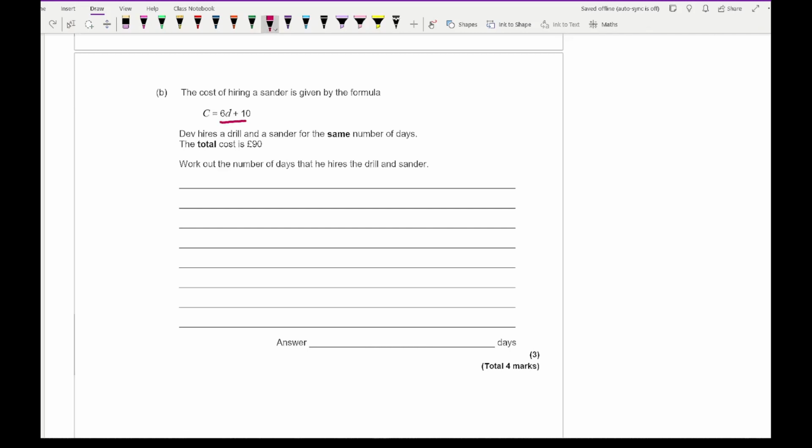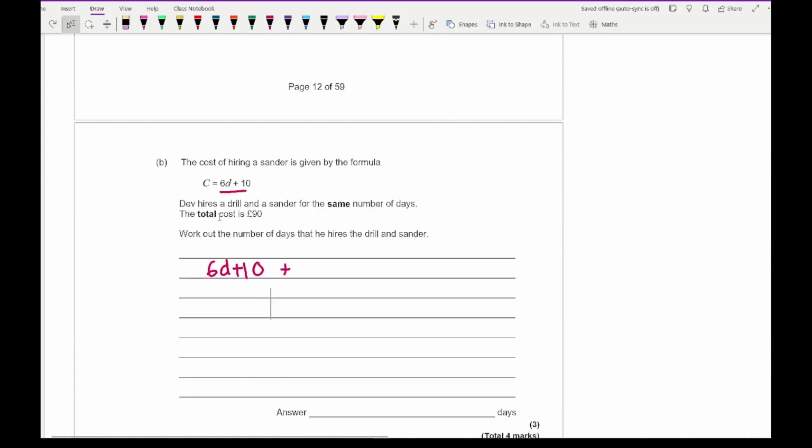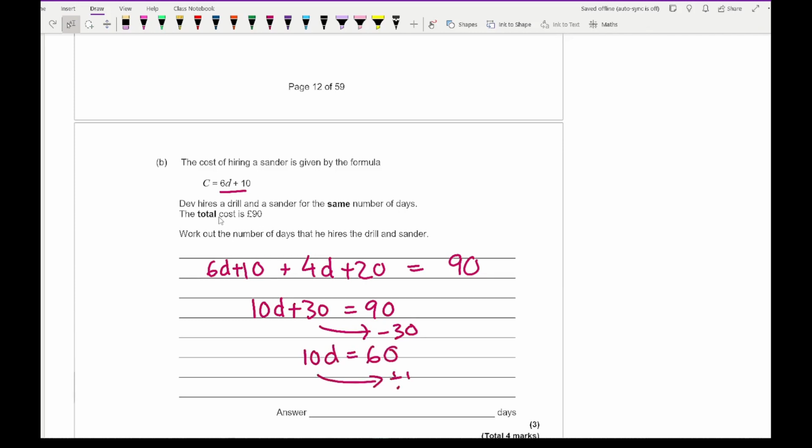Now for this, what we need to do is, well, the cost of the sander is 6D plus 10, and the cost of the drill, which we worked out as being 4D plus 20, and that all comes up to a cost of £90. So if I simplify the left hand side, I end up with 10D plus 30 equals 90. Take away the 30, which leaves me with 10D equals 60, and then divide by 10, leaves me with the answer of 6 days.